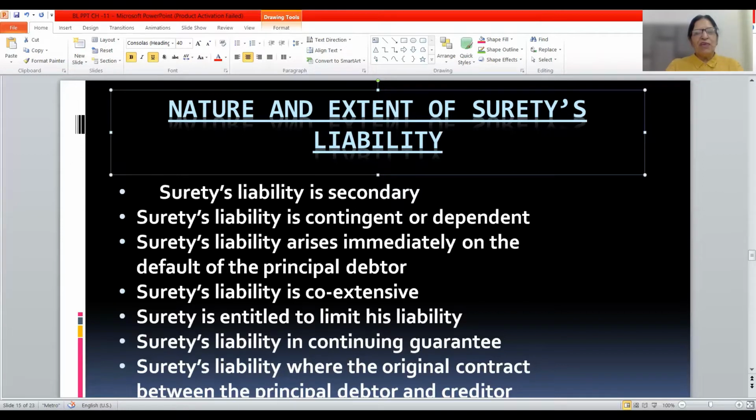So I have explained all the points under the heading nature and extent of surety's liability. Now moving ahead, friends.